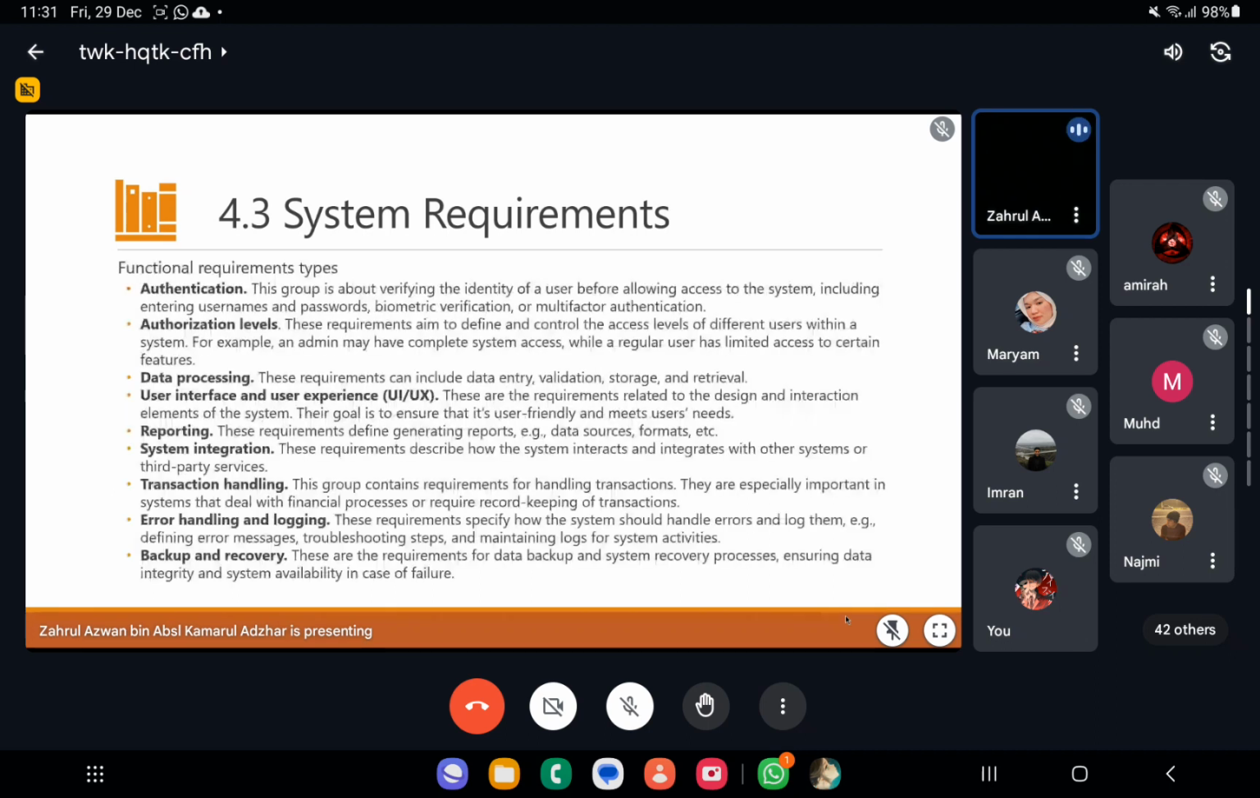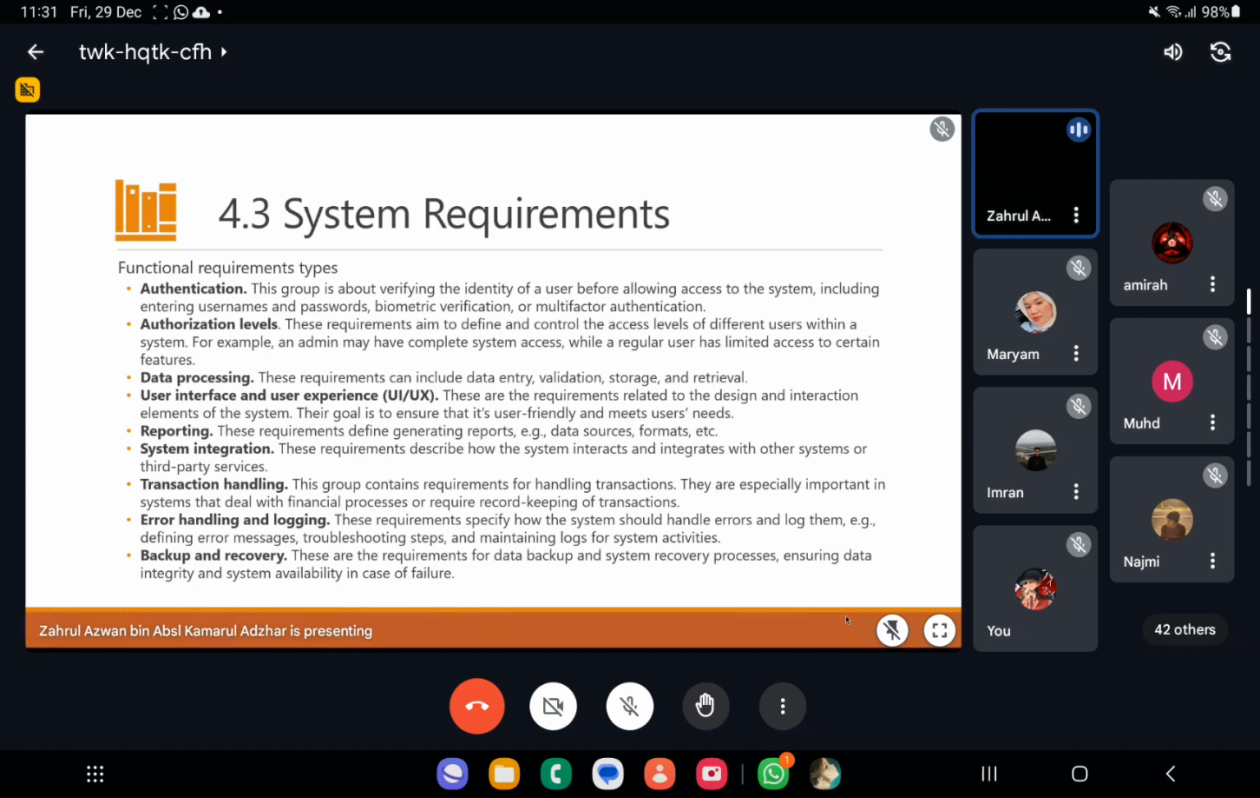Okay, and then these are the types of functional requirements. They classify the types into authentication, authorization levels, data processing, UI UX experience, reporting, system integrations, transaction handling, error handling, and backup recovery. So this is what we call functional requirements: what the system should do, and then what happens after that.